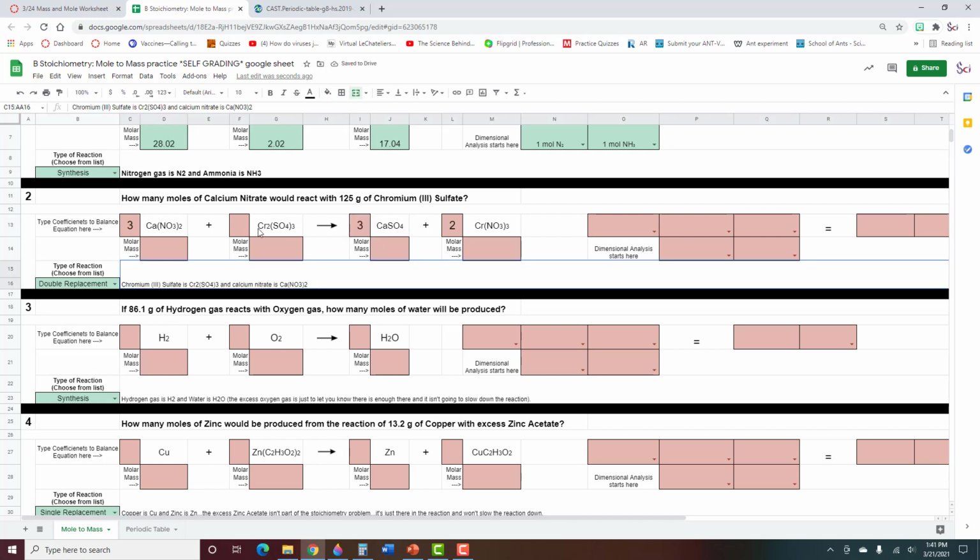And then I have 3 SO4s, and then I have 3 SO4s, and Cr is 2, and Cr is 2, so I just put a 1 here, and that is balanced.